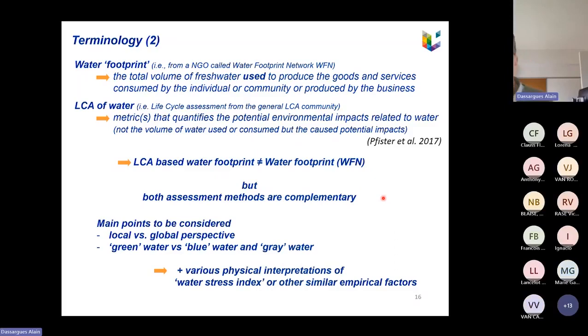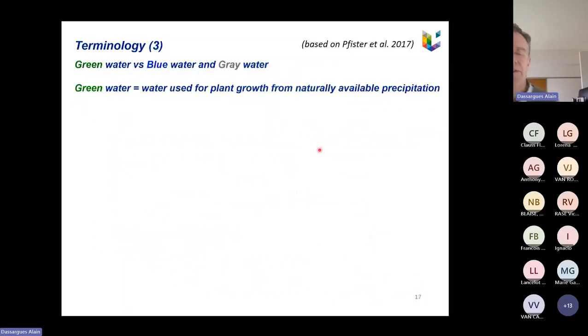The main point to be considered is whether it is a local or a global perspective. So are we seeing things locally or globally? And we also have to define what is called green water, blue water, and gray water. And we will also have explanations about the physical interpretations of different water stress indexes and different indicators of the vulnerability of a region or something like that. So we will have that in the next slides.